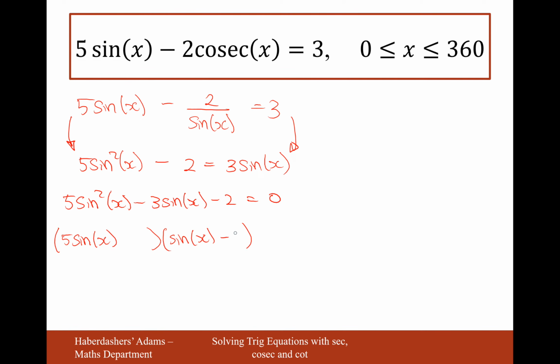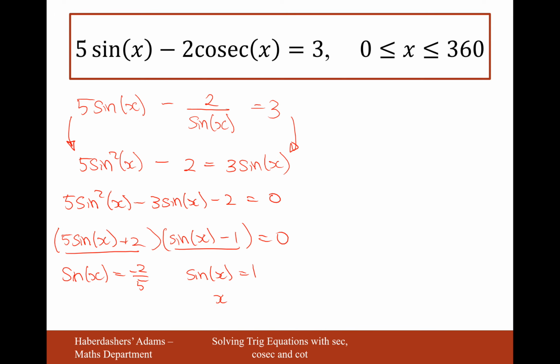And it's going to be minus 1 and plus 2, because that will give me minus 5 sine plus 2 sine, which is minus 3 sine. So now I've got 2 brackets. If 2 brackets are multiplying to make a 0, one of the brackets must equal 0. So it's sine x equals minus 2/5, or sine x equals 1.